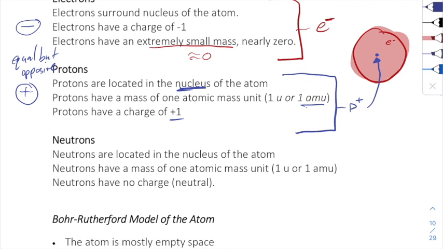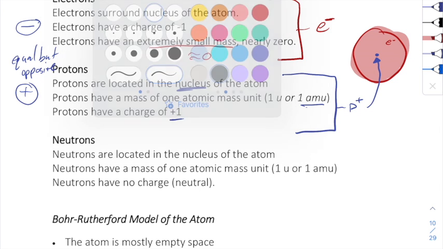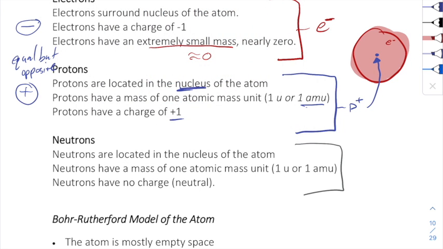Neutrons, on the other hand, are the last part of the atom that was ever found, and it is a neutral species. It is essentially a proton that lost its charge. So it has the same mass, 1 atomic mass unit, but it has no charge. So it is sort of a balancing act. And they are also found in the nucleus. So if we want, we could put a little gray dot, and we could say that this is also in the nucleus.